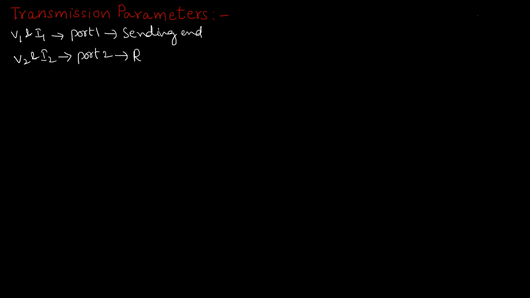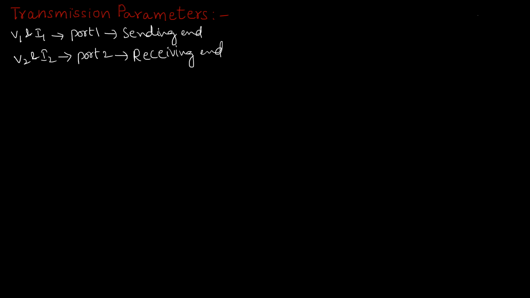Now, in describing transmission parameters, what are the input variables? V1 and I1. At what port? At port 1, usually called the sending end, can be expressed in terms of output variables. What are the output variables? V2 and I2, at port 2, usually called the receiving end. So that means we are expressing V1, I1 in terms of V2, I2.